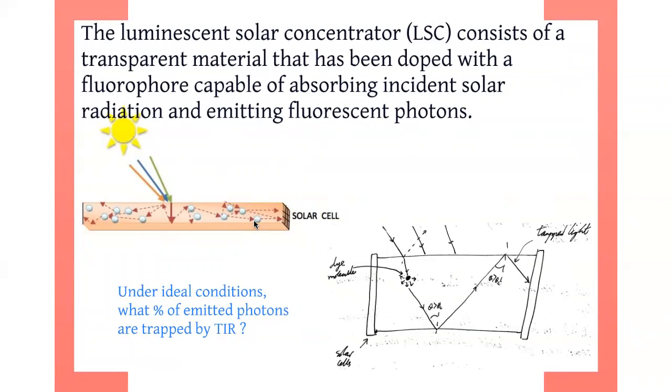If this angle is larger than the critical angle, it's reflected 100% and gets trapped and goes to the solar cell. The question here is, under ideal conditions, what percentage of the emitted photons are trapped by the total internal reflection? We've actually done this before, so this is the review. You can just think about it and discuss it briefly. How would you answer this question? I don't remember if it was in the quiz, but maybe something similar was.